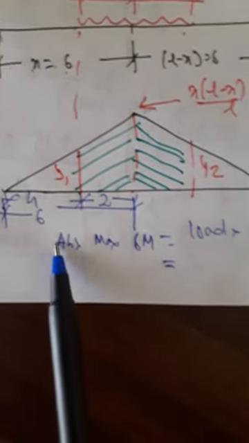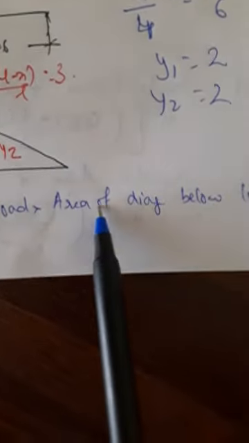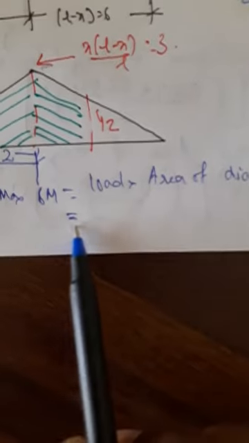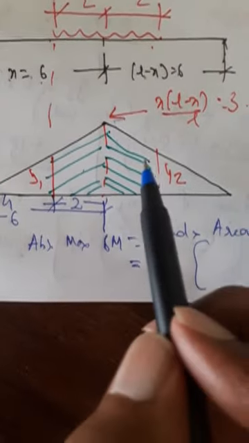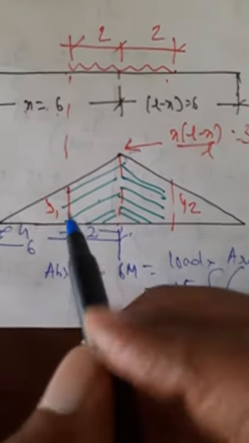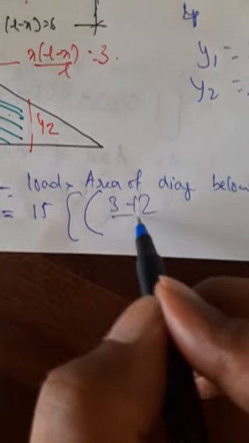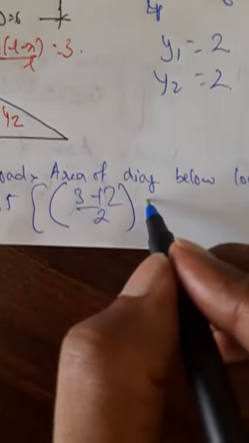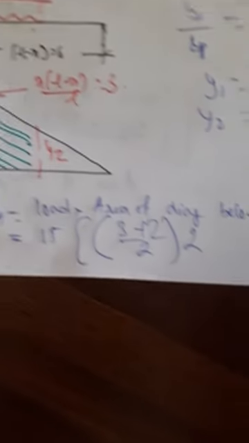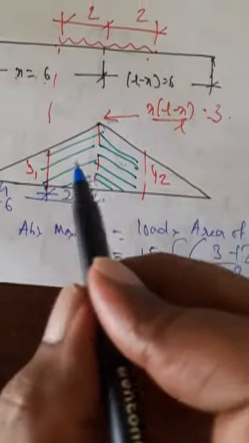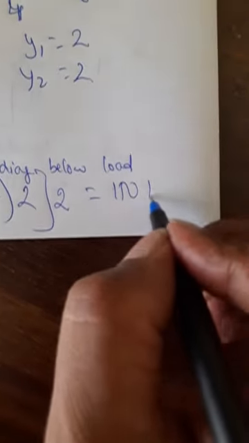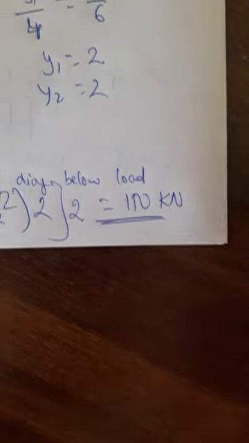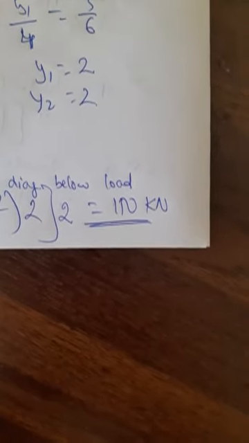Now, absolute maximum bending moment, same equation, is given by load into area of diagram below the load. So, load is 15. Area of diagram, once this diagram, another this diagram. This is 3 and this is 2. Average height. 3 plus 2 divided by 2 into span. This span is 2. This area and this area is same. So multiply by 2. So you have the answer 150 kilonewtons. This is absolute maximum bending moment. This completes the problem. Thank you.